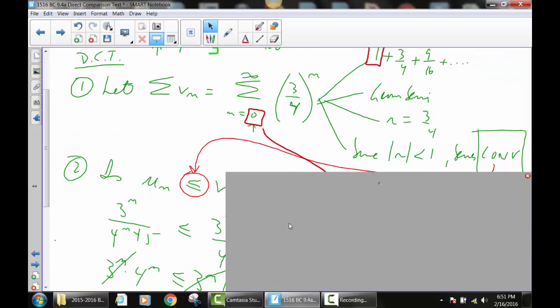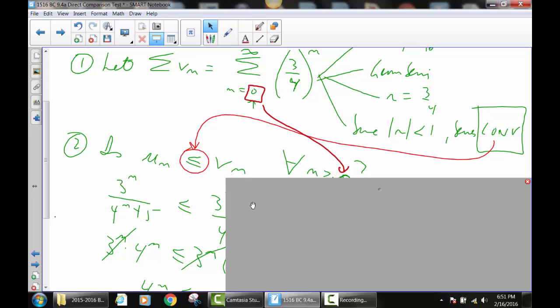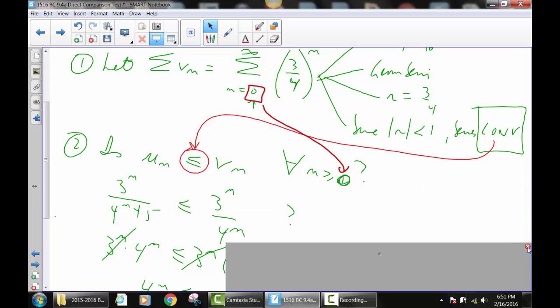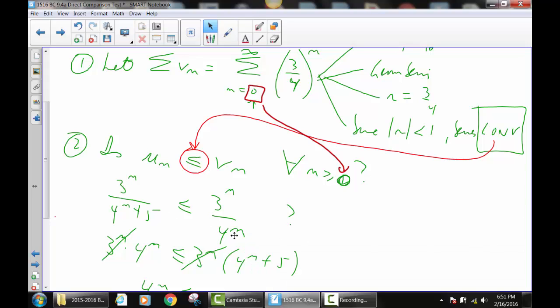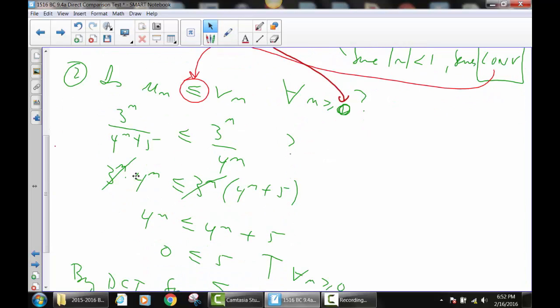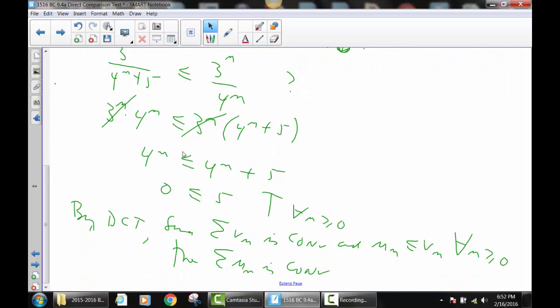So again, since we're comparing it to a convergent series, we need to show that Un is less than or equal to Vn for all n greater than or equal to 0 in this case. So here's our Un, here's our Vn. Everything's positive. We can do the cross product. Remember, the order is important. It's got to be the product of the extremes on the left. Keep the inequality symbol the same. Product of the means on the right. Divide both sides by 3 to the n, subtract 4 to the n from each side, and we end up with something that's true not only for all n greater than or equal to 0, it's true for every number. And again, you have to make your conclusion.